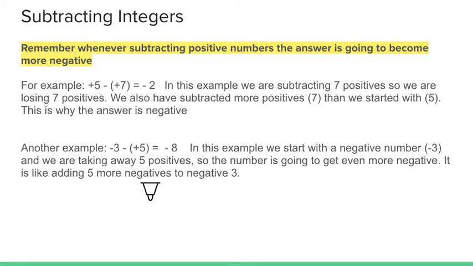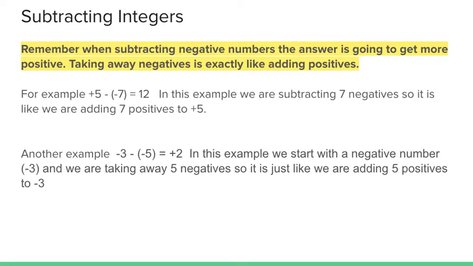Another example here, we have negative 3 taking away positive 5. So I'm taking away 5 positives, which means it's going to get more negative. It's essentially like I'm adding on 5 more negatives, and then our answer thus becomes negative 8. If this is a difficult concept for you to understand, we are going to look at how to use both the number line and the counters in just a moment. So just hold tight and you will understand momentarily.